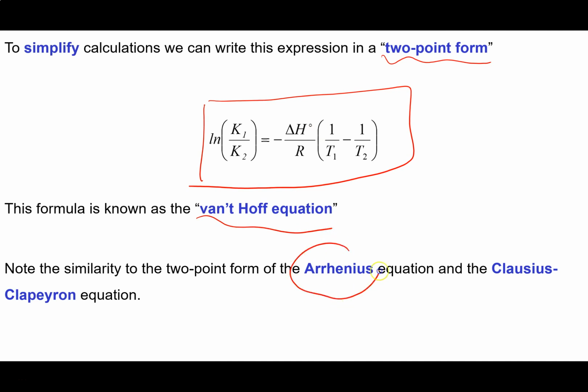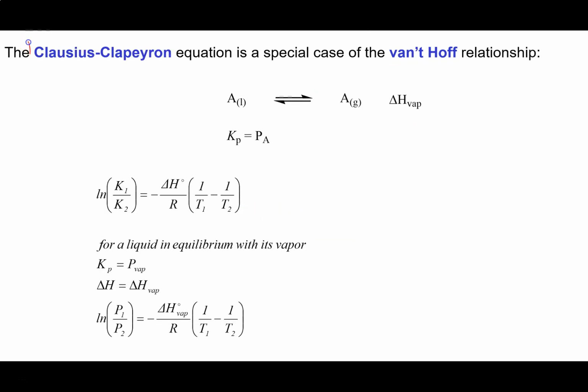You can see it looks a lot like the Arrhenius equation, and it also looks a lot like the Clausius-Clapeyron equation that we had earlier in the sequence. It turns out that the reason it looks like the Clausius-Clapeyron equation is because the Clausius-Clapeyron equation is really just a particular example of the Van't Hoff relationship. The Clausius-Clapeyron equation is concerned with the vapor pressure of a liquid in equilibrium with its gas. So we have a liquid in equilibrium with its gas with a particular enthalpy of vaporization.